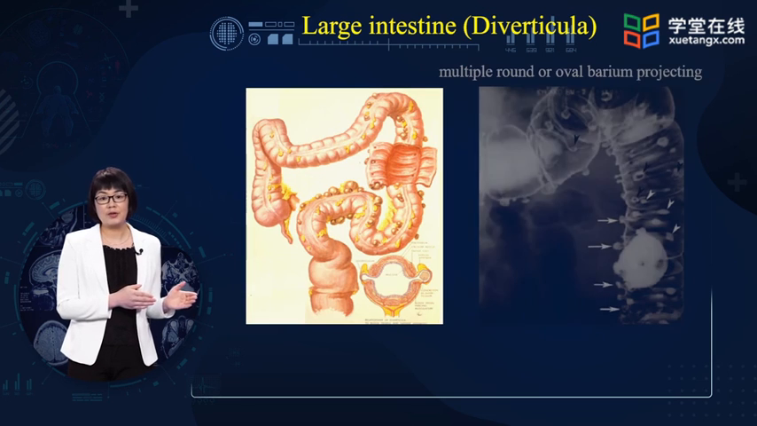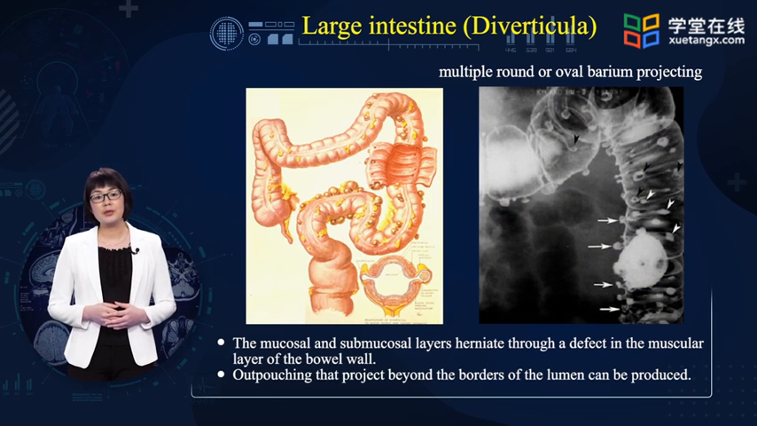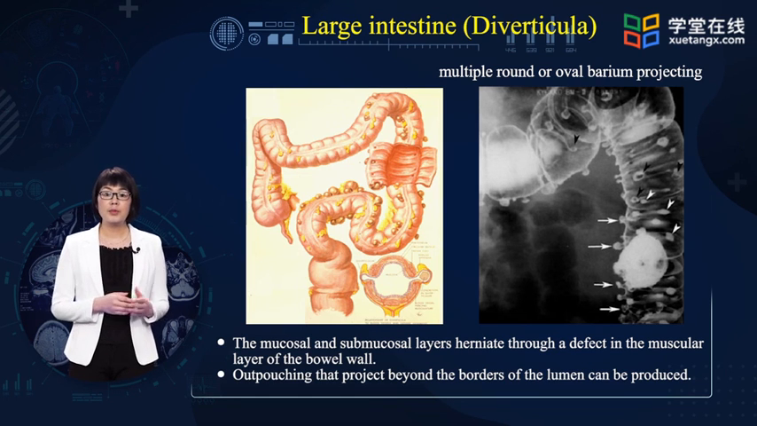This is a typical case of colonic diverticulum, appearing as multiple round and outward projections. Unlike an ulcer, the mucosa of a diverticulum is intact.